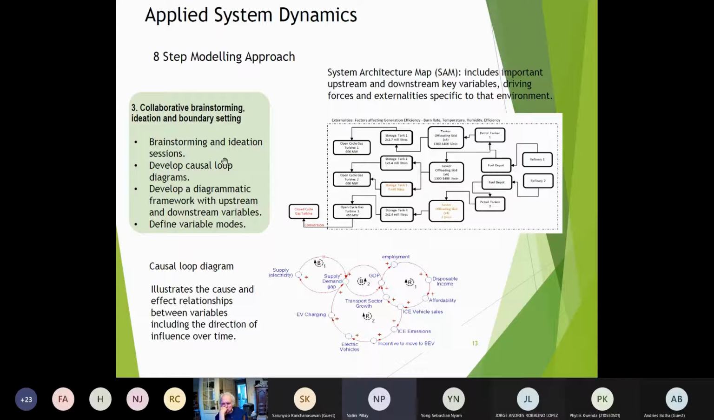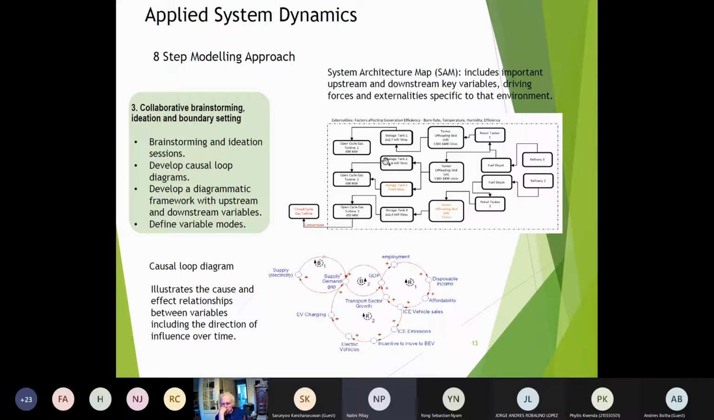In terms of the third step, we call this collaborative brainstorming, ideation, and boundary setting. In this step, we have a very popular causal loop diagram. A lot of people may be familiar with causal loop diagrams, but if you're not, a causal loop diagram is quite simply constructed through group model building, which is a facilitated modeling method where you have a whole bunch of stakeholders who are guided through a brainstorming session to determine as many variables and relationships between these variables that are linked to that system problem.